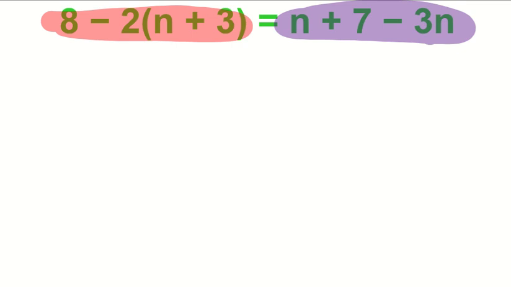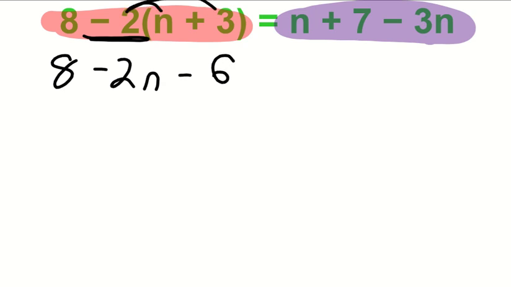The parentheses, I got to distribute. And when you distribute, you got to pay attention to signs. That's a -2 I'm distributing, okay? So I got 8 minus 2n, and then it's -6. We got to distribute to both parts. We're multiplying each part. On the other side, there was nothing to distribute, so we got that.